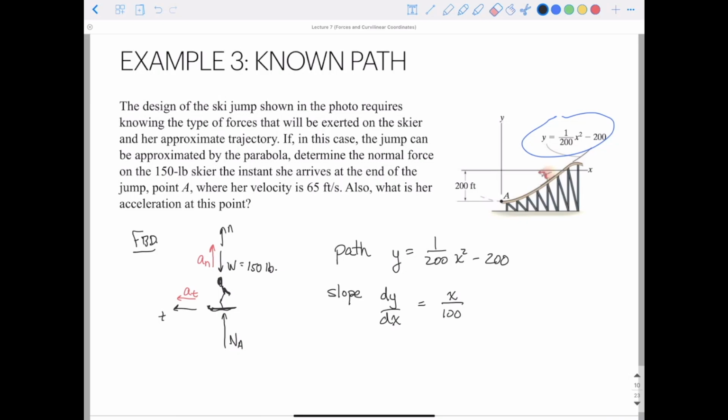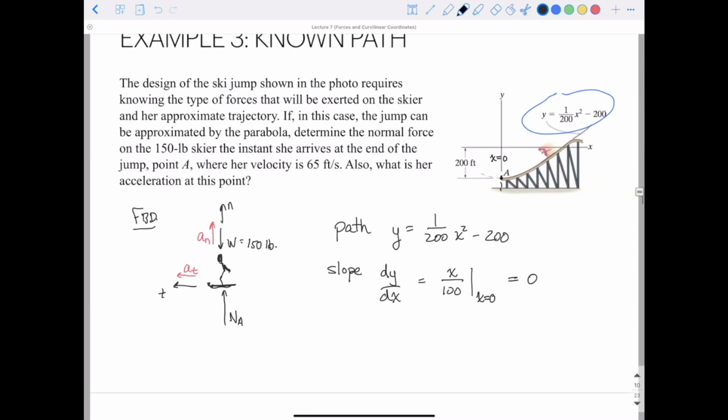And so right here in the diagram, it looks as though we are solving for the position where x is equal to 0. That looks like it goes right through point A, according to the diagram. So if we solve for our slope at x equals 0, then our slope is just equal to 0. That means our tangent direction is horizontal, and then our normal direction must be perpendicular to that, so the normal direction is vertical.